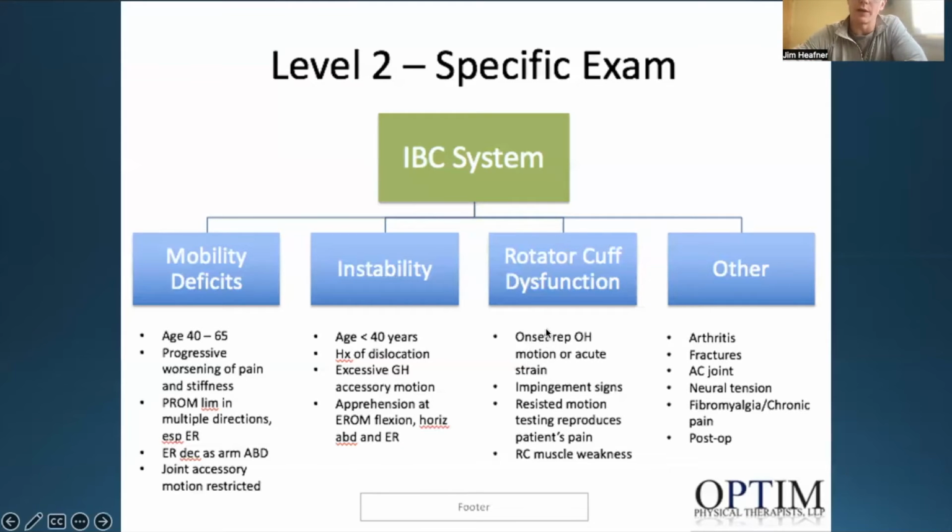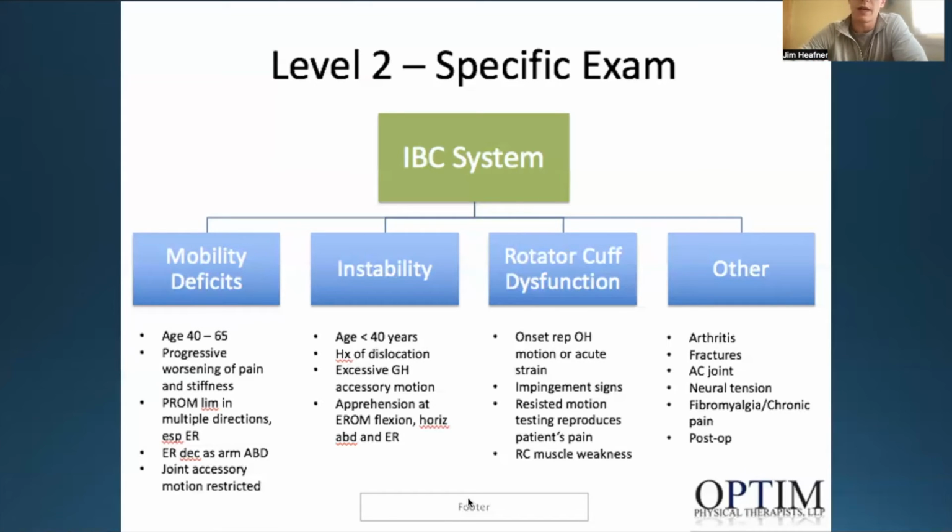And then lastly, we have rotator cuff dysfunction. So the 4 rotator cuff muscles, if those aren't giving enough stability or muscle power to the shoulder, then we're going to see a whole collection of signs and symptoms because of that. That can be impingement signs. Their resisted motion testing might be painful or weak. We're going to see rotator cuff muscle weakness. So even though we're calling it rotator cuff dysfunction, it can be sort of any muscle power dysfunction in the glenohumeral joint.